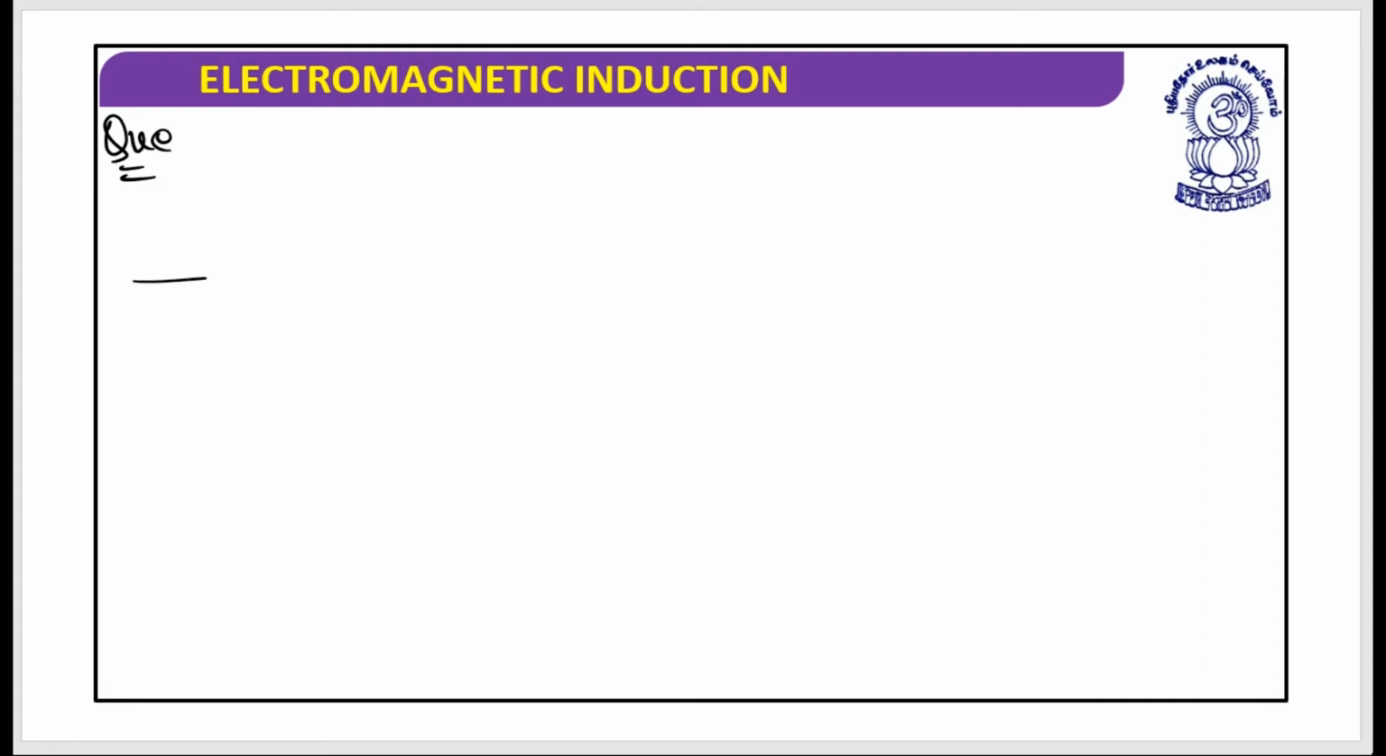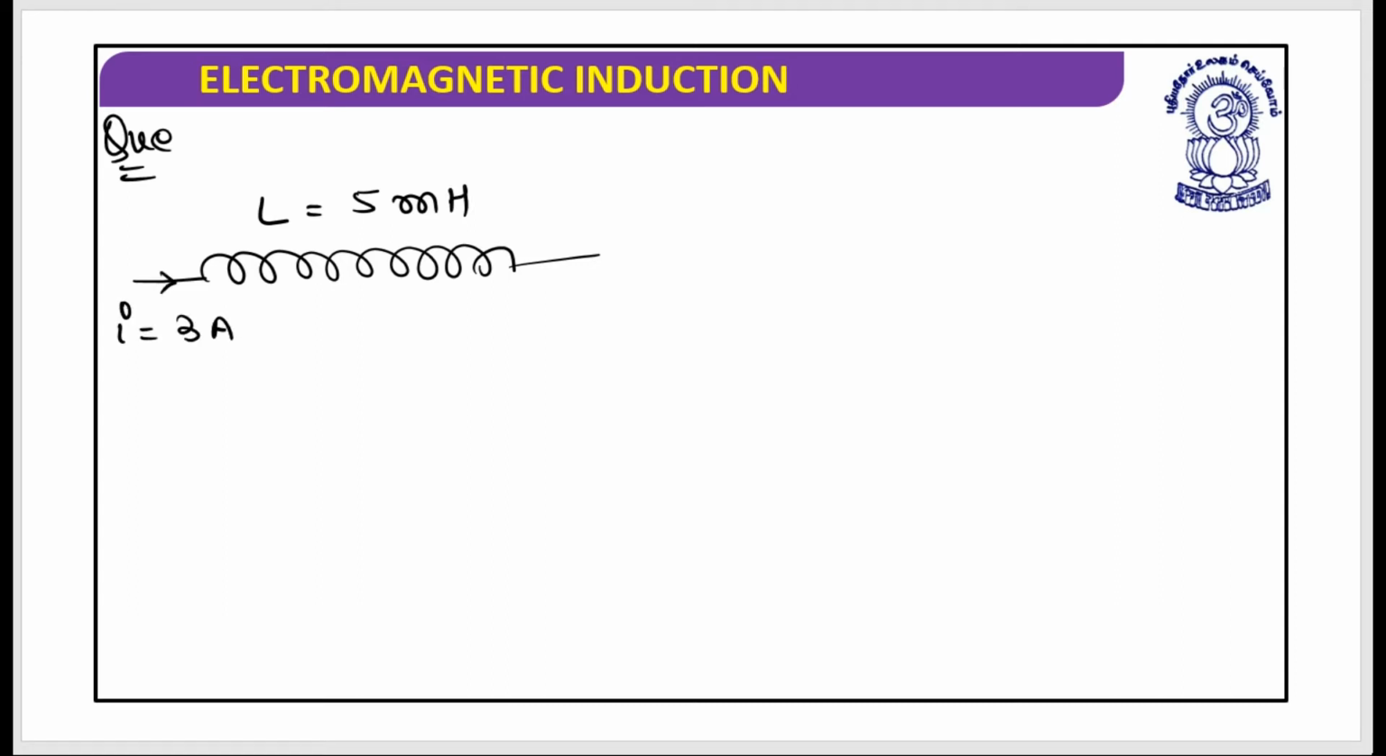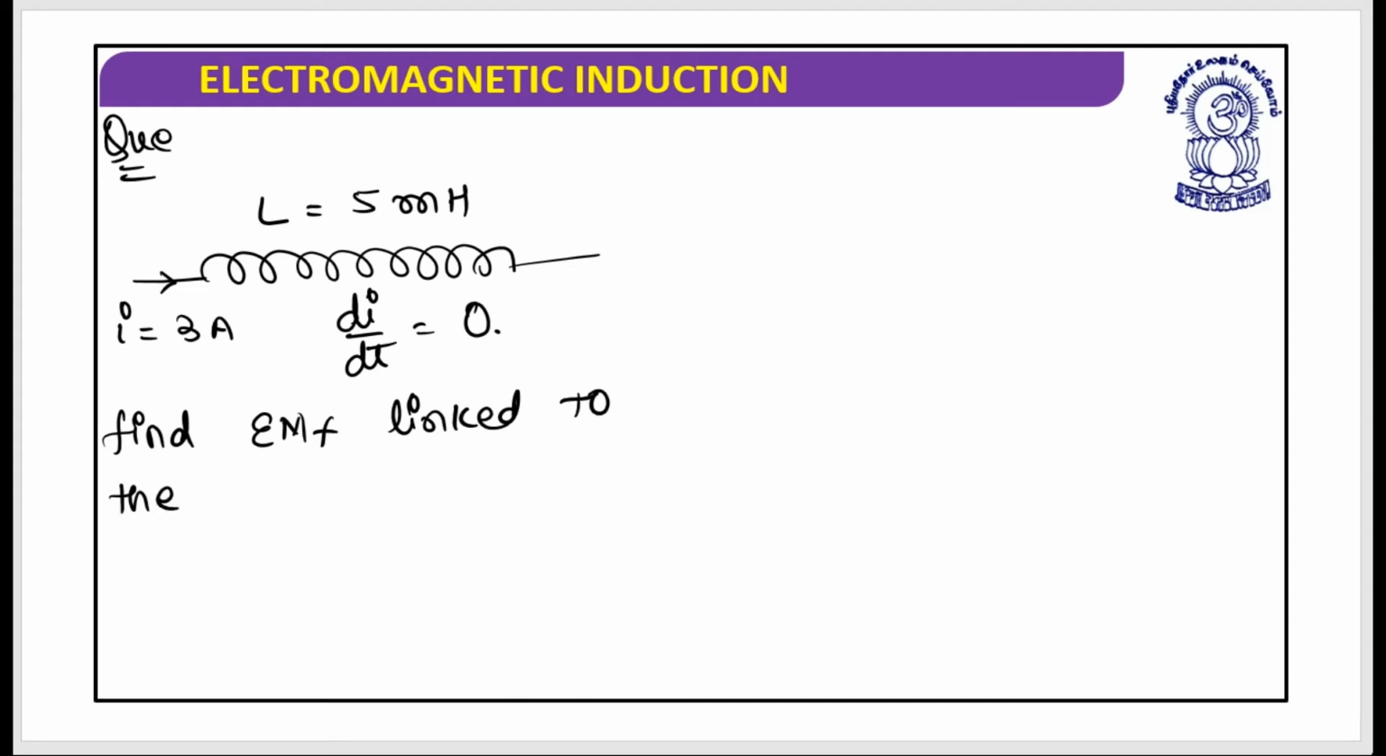Let's work on the second category of questions. It will say that let's suppose an inductor is there, and this inductor is something like this. This inductor has an inductance of, let's say, 5 millihenry. Here a current of 3 ampere is passing, but this is not changing. di by dt is equal to 0. What would be the EMF? I have been asked to find the EMF E linked to the inductor.